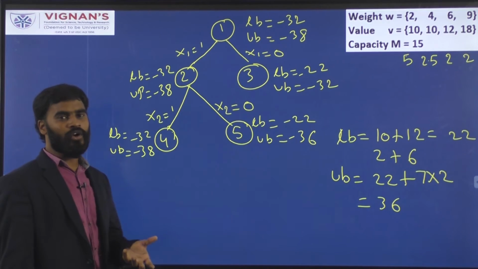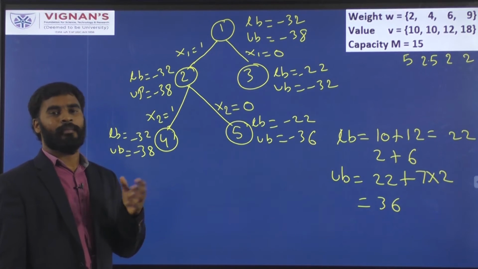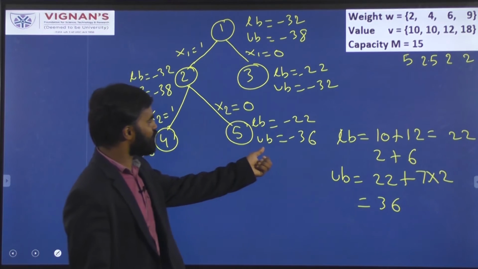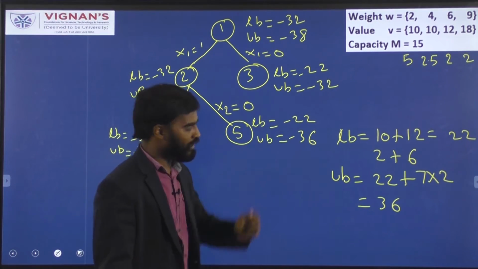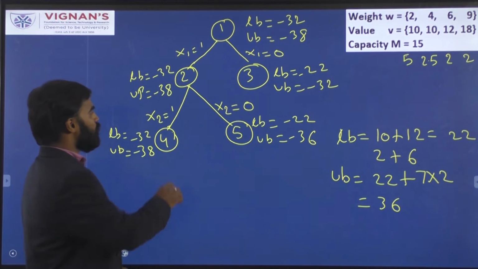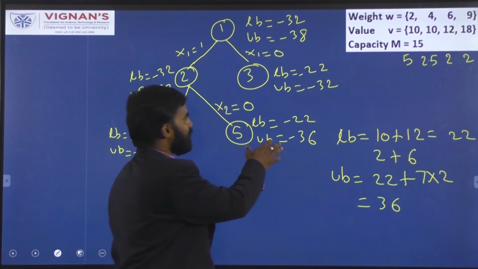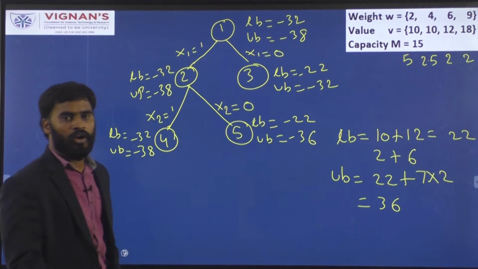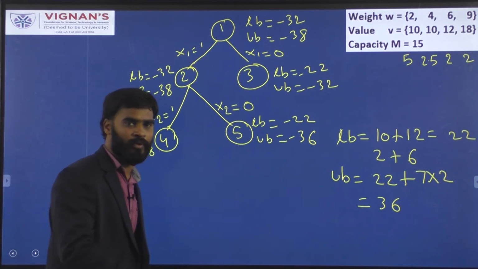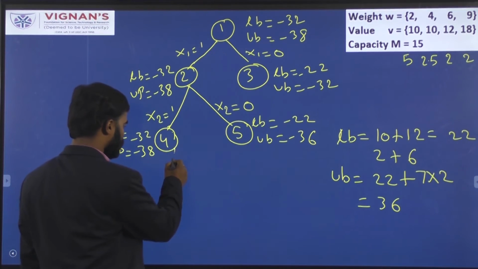We have to explore the node which has the minimum difference between lower bound and upper bound. Here the difference is 6, here the difference is 12 and here the difference is 10. Out of these 3 nodes, you have to choose the node which has the least difference between lower bound and upper bound. So this is the node. Choose this one for further exploration.